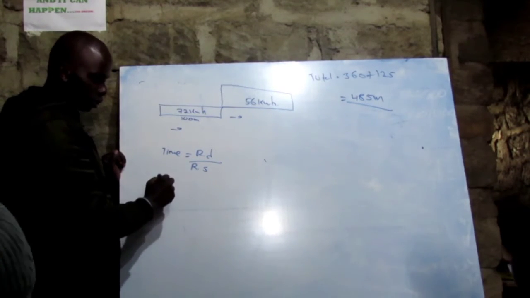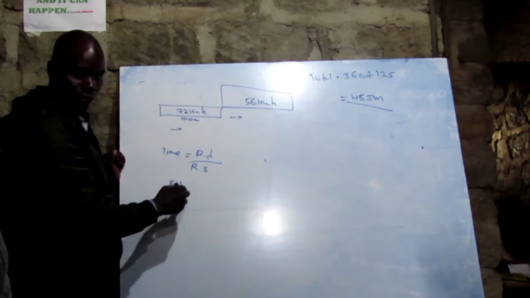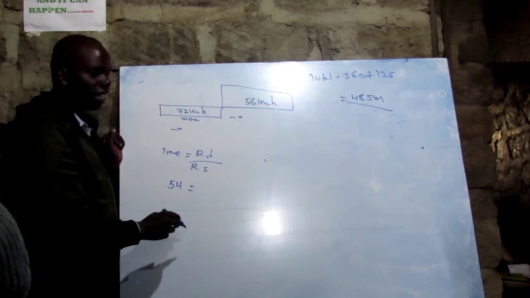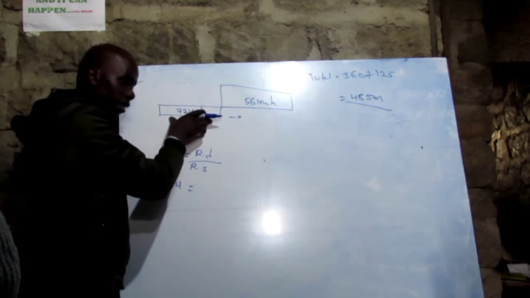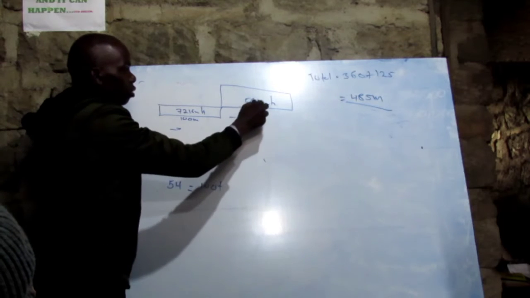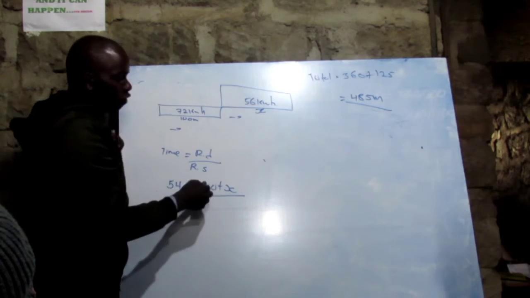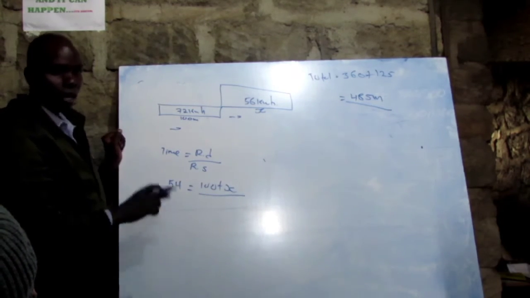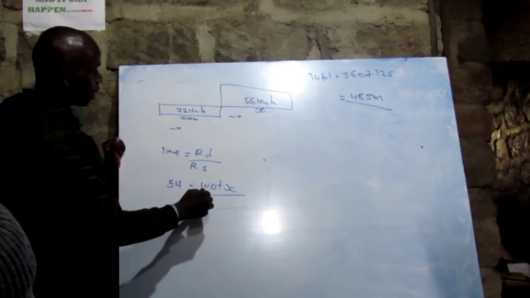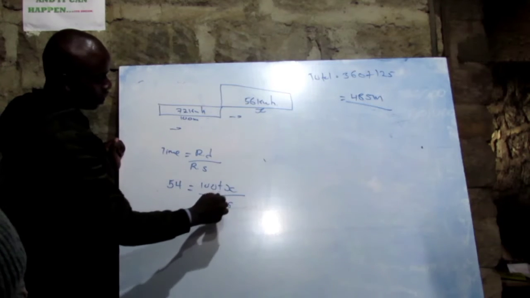54 seconds. Now, when we're going to find just relative distance, we're going to add their length. So 100 plus another one, let us say x, because we don't have it. So x over relative speed. Because they are moving in the same direction, we're going to get their difference. So it's 100 minus 56.